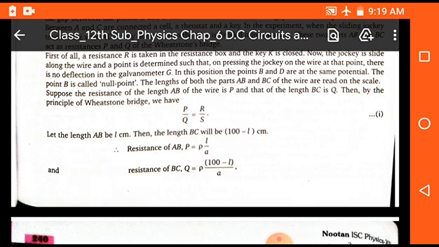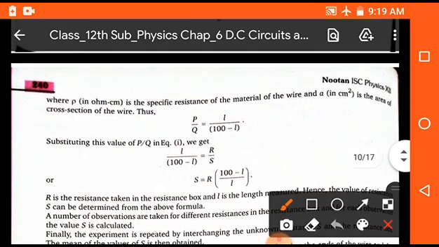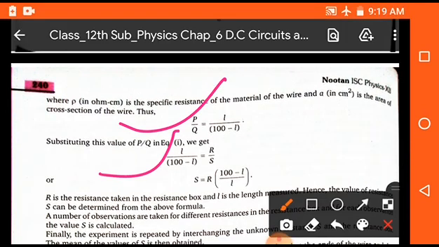Now putting these values in the above formula, we get P upon Q is equal to l upon 100 minus l. So finally we get l upon 100 minus l is equal to R upon S. So on equating we get capital S is equal to capital R into (100 minus small l) upon small l. So this is the required formula for getting the unknown resistance S.